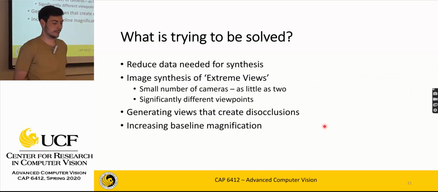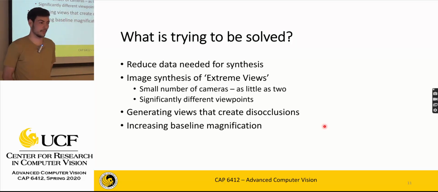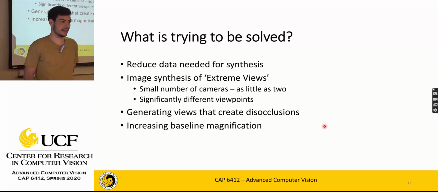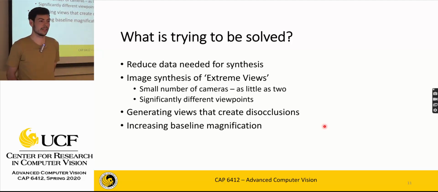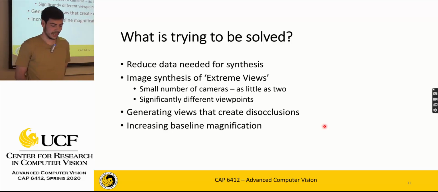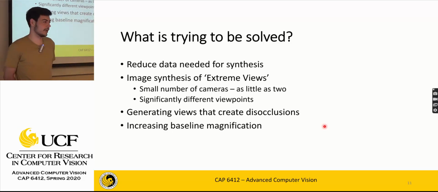So what is trying to be solved from this paper? View synthesis is not a new topic. It's been around for decades, but they want to propose a solution that allows for extreme views. And extreme views is defined as having a small number of input sources, as little as 2 in this network. And they want to be able to synthesize new views that are varying substantially from the original viewpoints. In addition, they want to be able to generate synthesized images that create disocclusions by viewing certain objects from different viewpoints. And finally, they want to be able to increase the baseline magnification of these images, allowing for more clear images.